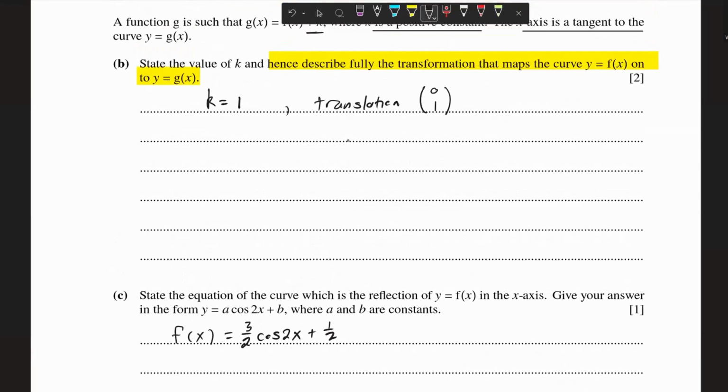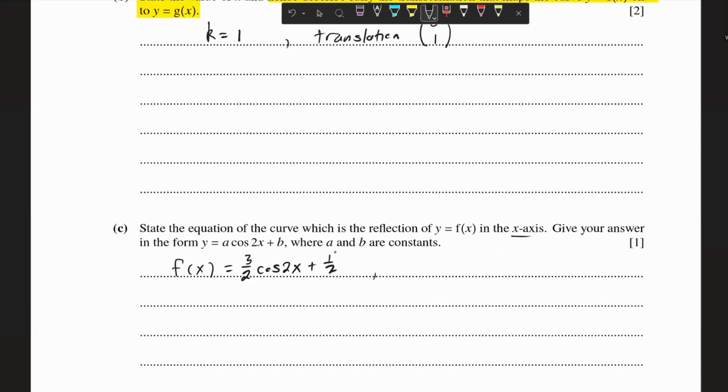So after a reflection in the x-axis, what we will be having is negative f of x, basically, which is minus 3 over 2 of cosine of 2x minus a half. So this here is the answer. That's the equation of the curve. Let me write it down here.